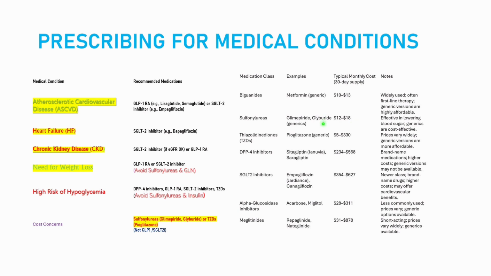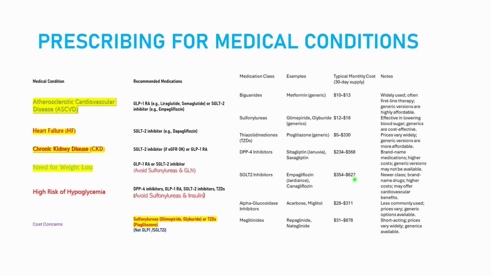They are cheaper, but there is risk of hypoglycemia. Thiazolidinediones, it's a generic, it's cheaper. And then DPP4 inhibitors, it's expensive, 234 to 568. Their mechanism is good. Then SGLT2 inhibitor, it's 354 to 627, very expensive, but they have heart failure helping mechanism.